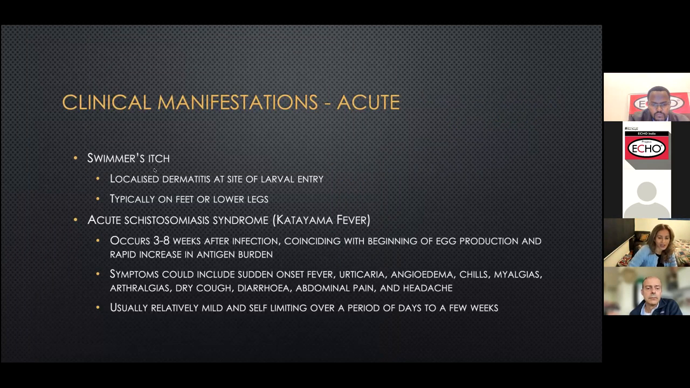So clinical manifestations, acute schistosomiasis doesn't really give a lot of problems. You can get a localized dermatitis at the site of larval entry on the feet or legs. There is something called acute schistosomiasis syndrome. So every medical student in Australia learns about Katayama fever. I don't think I've ever seen a case of it personally, but you guys probably have where you live. It occurs 3 to 8 weeks after infection. It coincides with the beginning of egg production and rapidly increases as there is more antigenic burden. And the symptoms are really allergic type symptoms. So you can get onset of fever, urticaria, angioedema. They are very short, usually mild and self-limiting over a period of days to a few weeks.